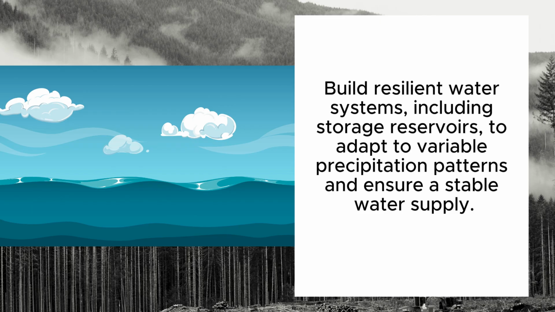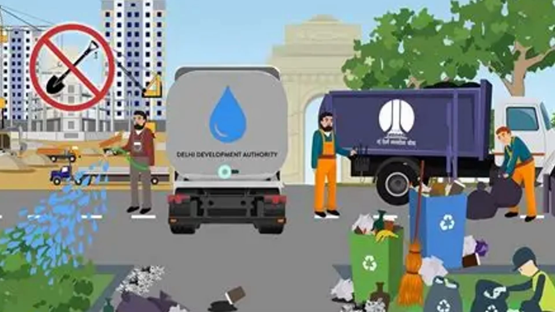Enhance water storage. Build a resilient water system including storage reservoirs to adapt to variable precipitation patterns and ensure a stable water supply. So now let's talk about pollution. To prevent pollution in the water cycle, it is essential to adopt sustainable practices and take personal responsibility.